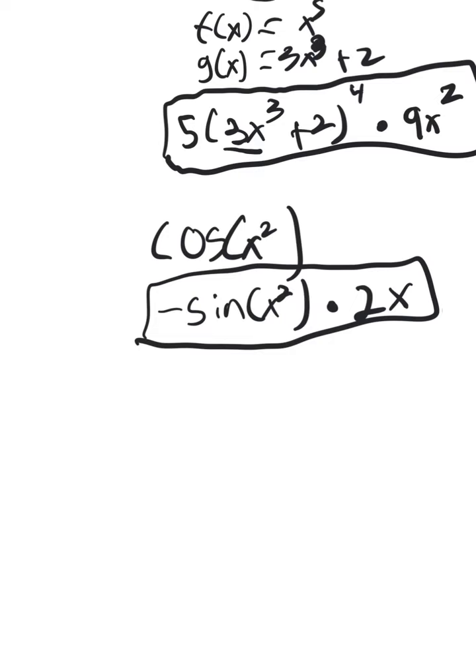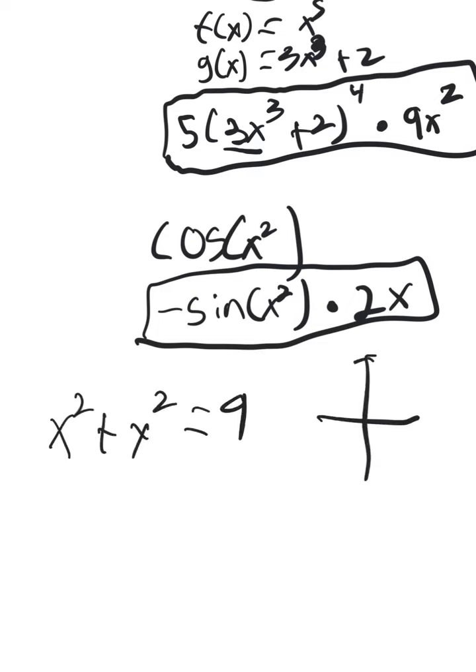So if you remember from Algebra 2 when we learned conic sections, let's say we had something like x squared plus y squared equals 9. It's just a circle with radius 3.